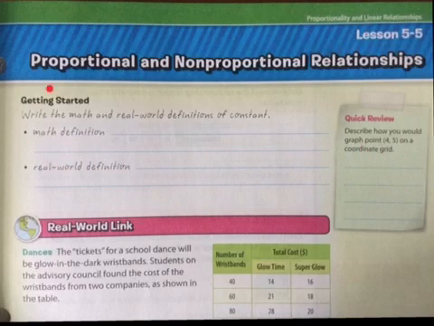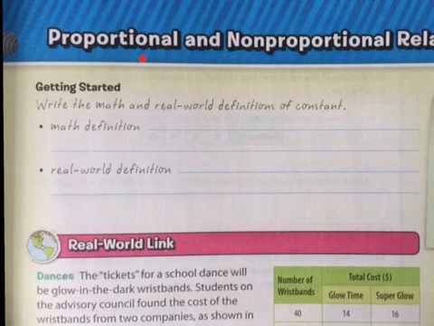We're going to continue looking at proportional and non-proportional relationships. Proportional meaning they work equally together, they increase at the same rate and decrease at the same rate. Non-proportional means there is no pattern. When they are proportional, we have a constant.